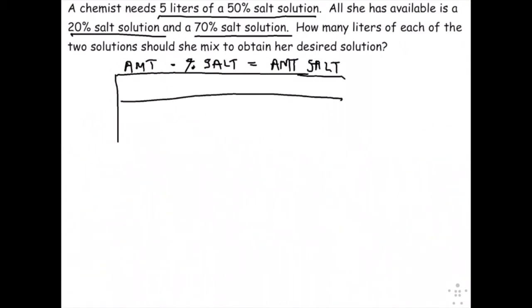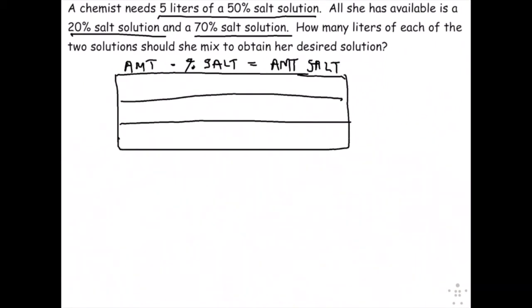Now the first two rows are the two things we're adding, and the third row is the mixture, right? So this is our mix. And we'll call this our 20% and this our 70%, right? Because there's solution 1, solution 2.